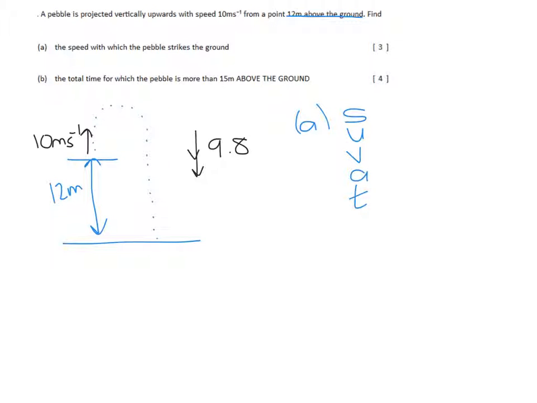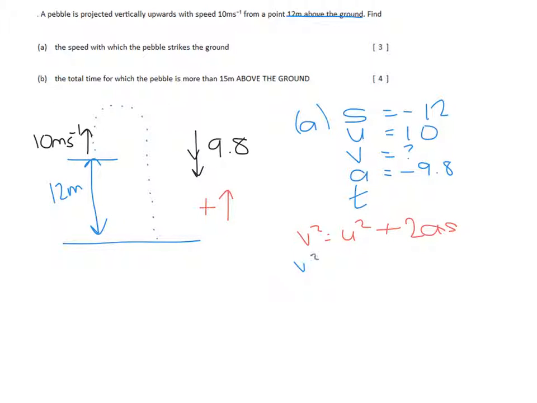And as we're looking for the speed at which it strikes the ground, we are going to look for the displacement from where it started to where it's going to finish, and I'm going to choose upwards to be my positive direction, so that would make my displacement a negative 12. Initial velocity is going upwards, that's 10. Final velocity is what we are trying to work out, and the acceleration is minus 9.8. So with those four variables, we're going to deal with v squared equals u squared plus 2as.